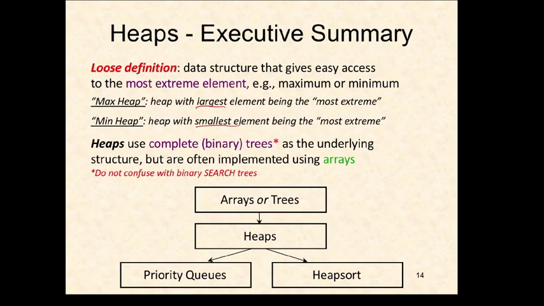Okay, so we're going to use a binary tree as the underlying data structure. We're going to use a binary tree with this complete property and the heap property. We're going to use that to create both a priority queue and a heap sort.